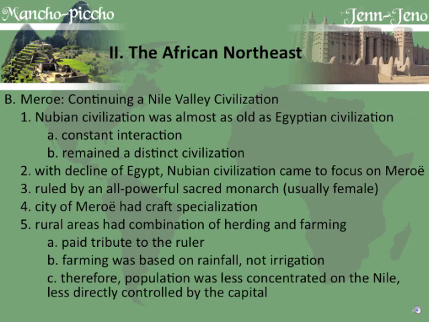Constant interaction with the Egyptians and with the Arabian area and the Indian Ocean trading network, yet they remained a distinct civilization for centuries. They were one of the major civilizations that was on the Roman maps as being a sophisticated civilization because of their ironwork and their immense wealth and their military power that they had in that area.